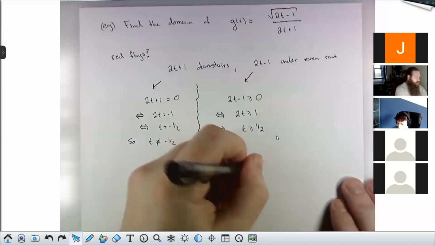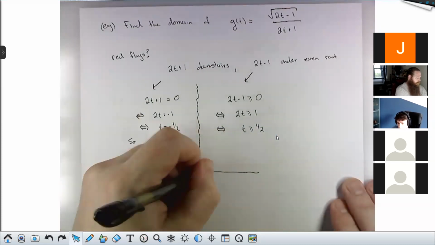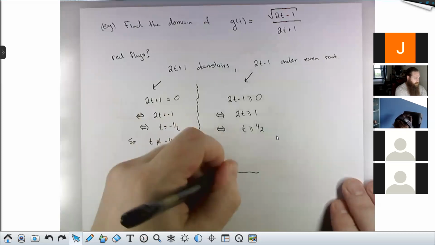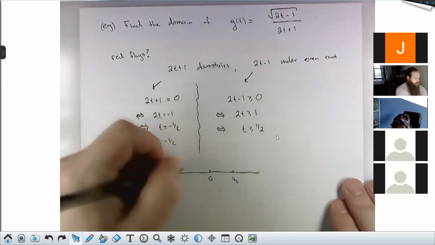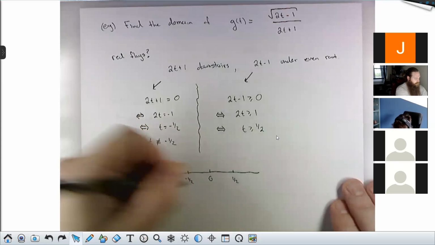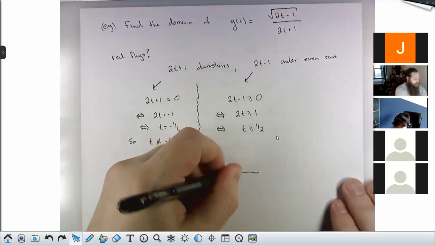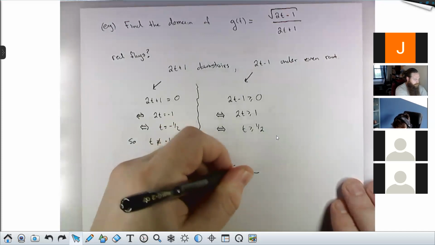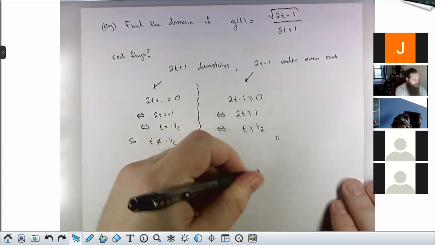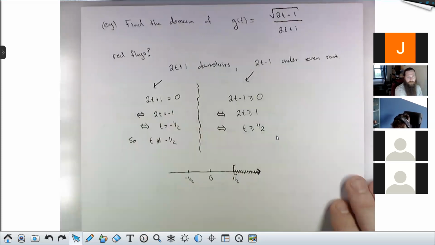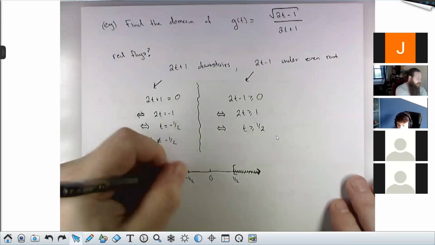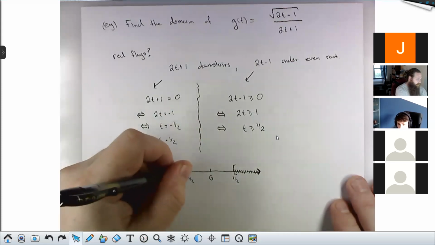So it can be useful to draw a number line. 0 here, 1/2 here, negative 1/2 here. I know I need my t values to be bigger than or equal to positive 1/2. That's this stuff. And I know I can't have this guy in here. He needs to be out.